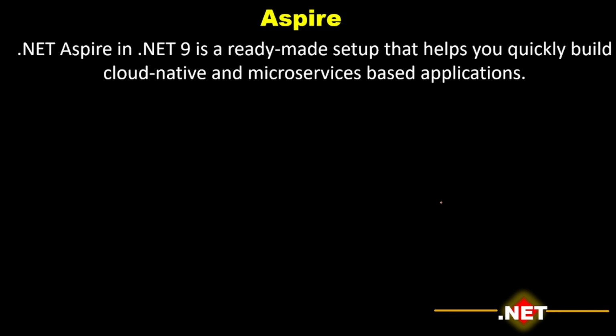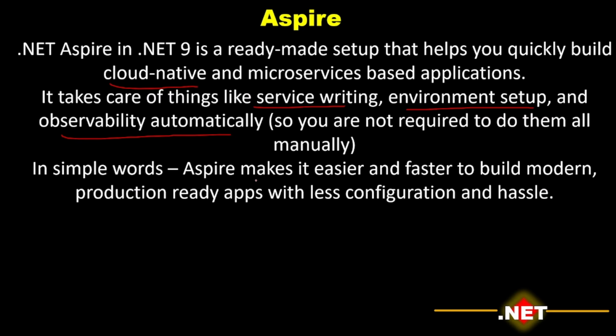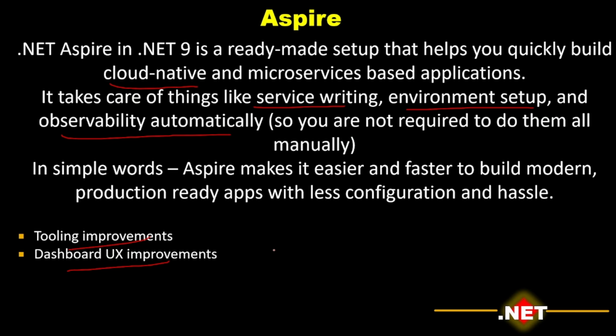Aspire. .NET Aspire in .NET 9 is a ready-made setup that helps you quickly build your cloud-native and microservice-based applications. It takes care of things like service wiring, environment setup, and observability automatically, so you are not required to do it manually. In simple words, Aspire makes it easier and faster to build modern production-ready apps with less configuration and hassle. There are also tooling improvements in Aspire, such as the dashboard and UX improvements.